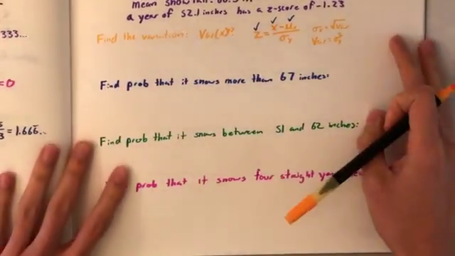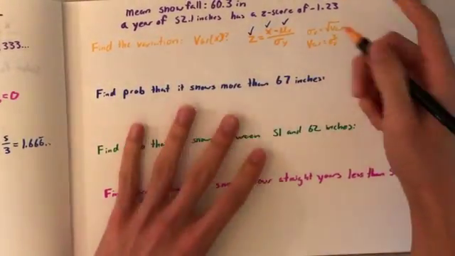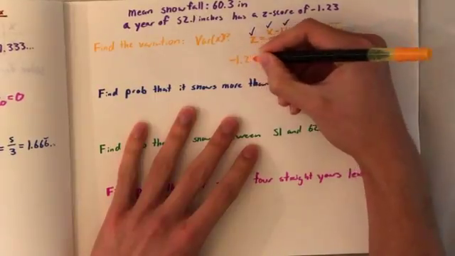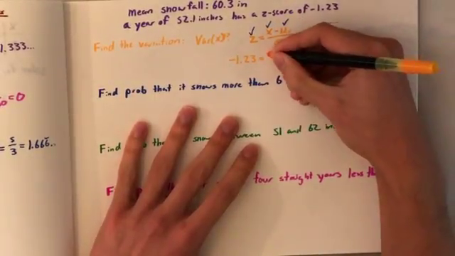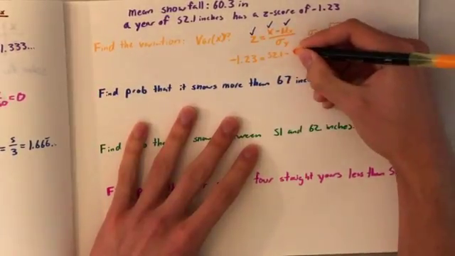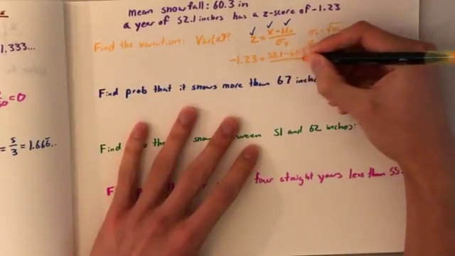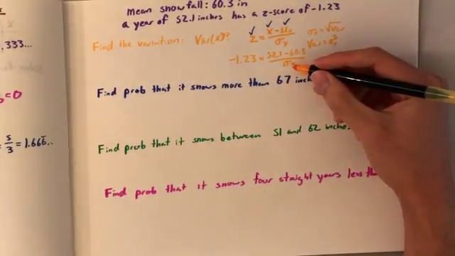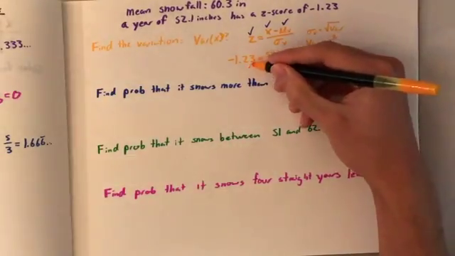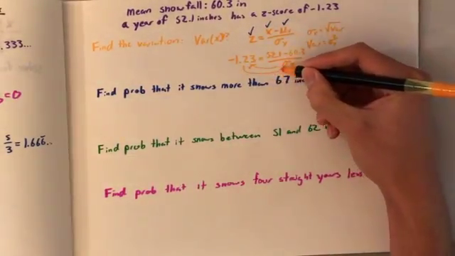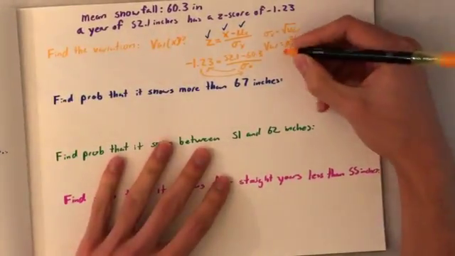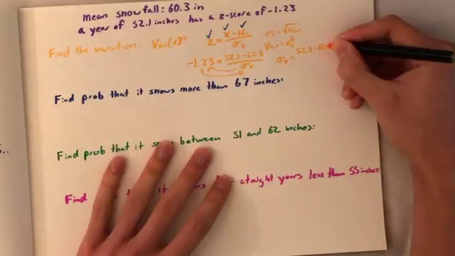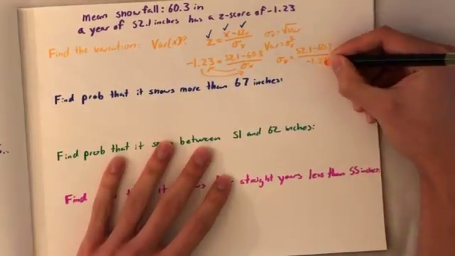So knowing that, we can move forward and plug our values into this equation. We know that z equals negative 1.23, so negative 1.23 equals our x, 52.1, minus our mean, 60.3, over the standard deviation, which we're trying to solve for. We want to get it by itself since it's unknown, so we just trade spots, and we end up with the standard deviation equals 52.1 minus 60.3 over negative 1.23.